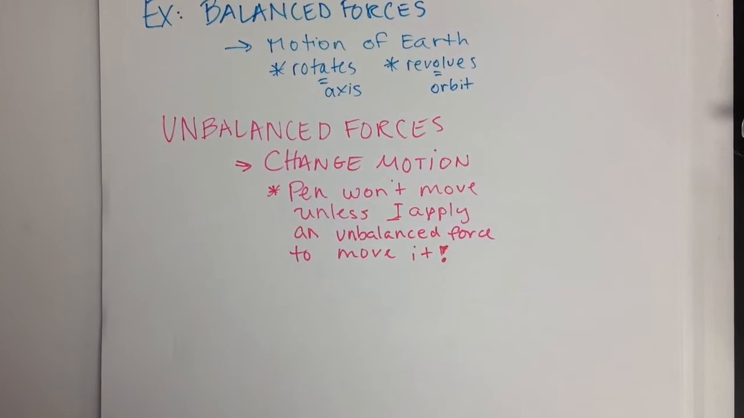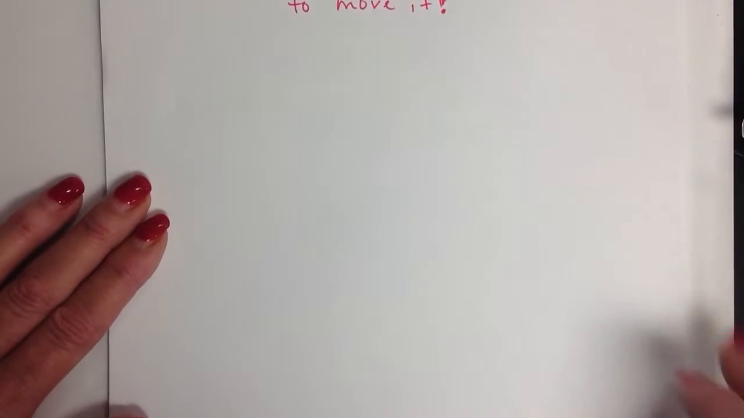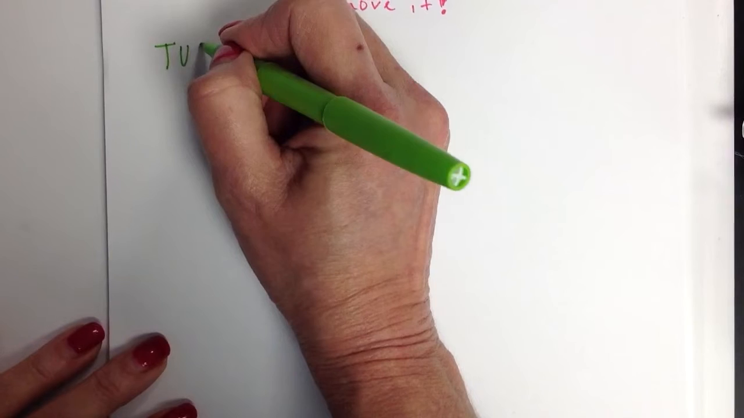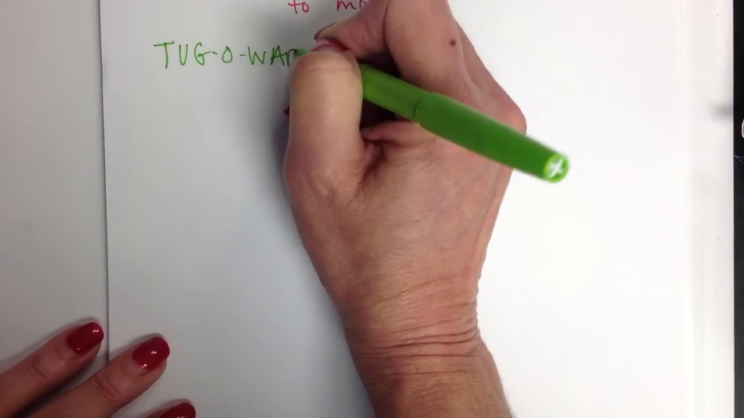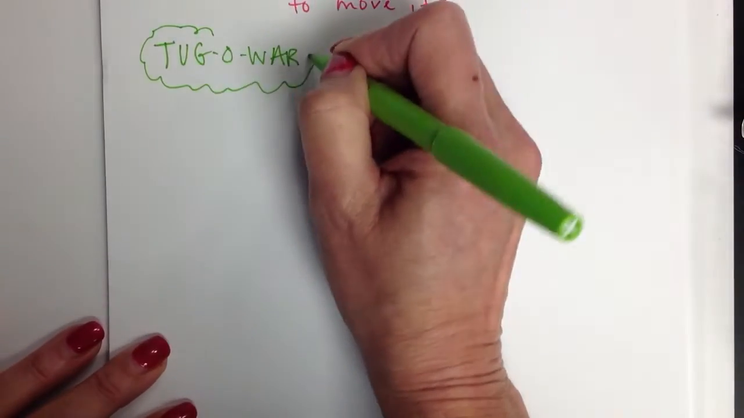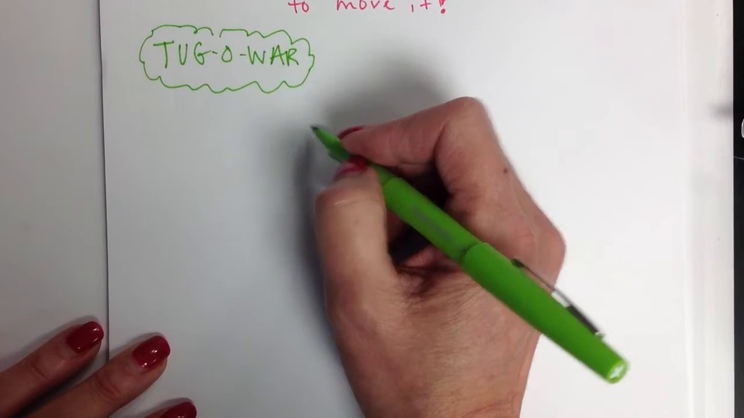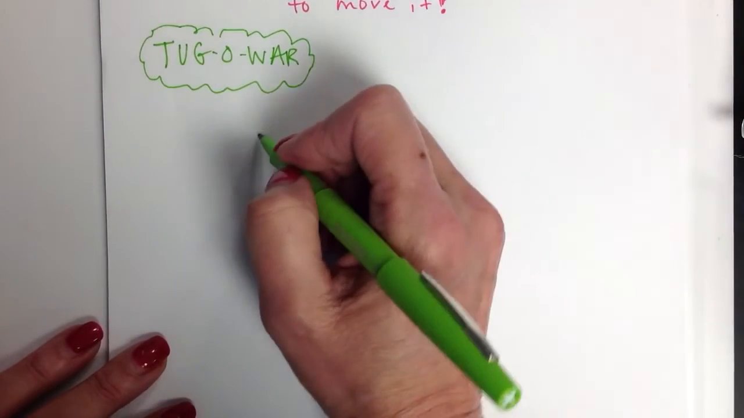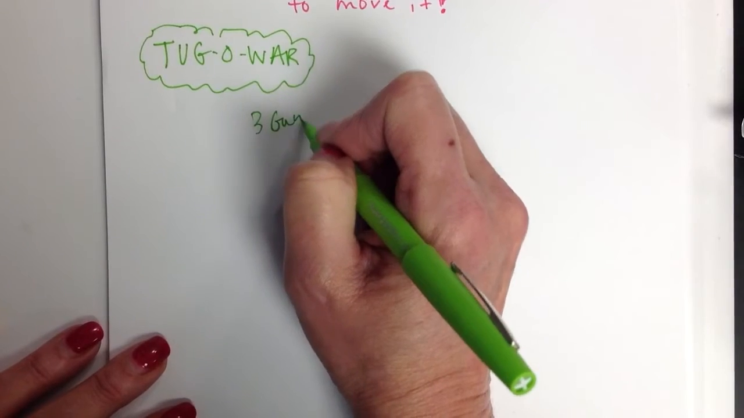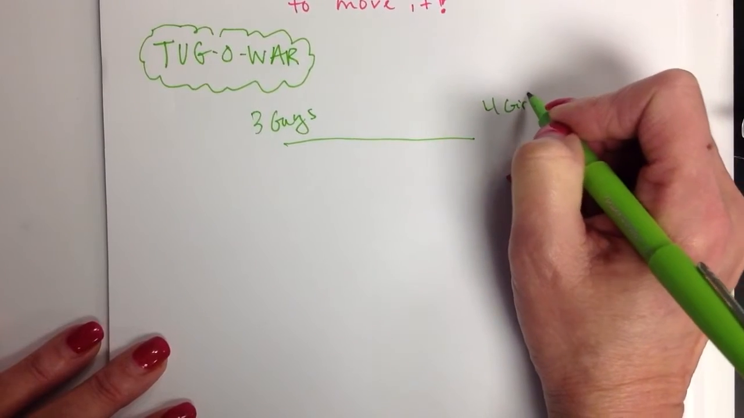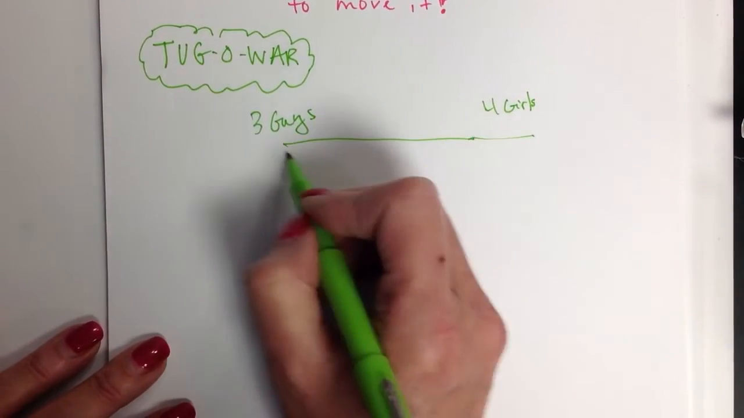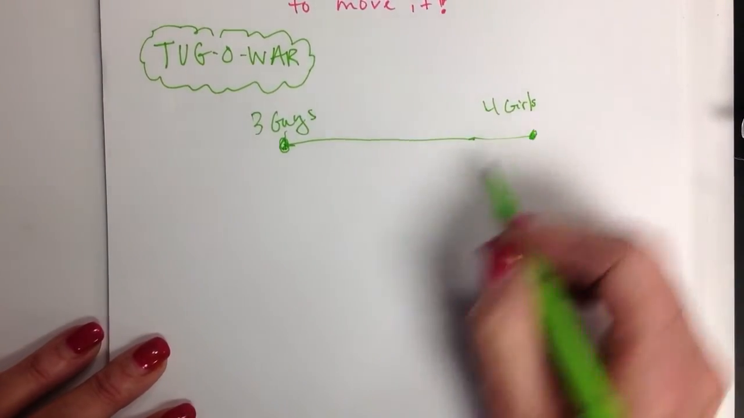Okay, so let's think about a game of tug of war as an example. So let's say we had a game of tug of war going on here today. And you had two teams. And you had, let's say, 3 guys here. And against 4 girls. And I'm not drawing the people, but here's the rope. And they're holding on here, and they're holding on here.